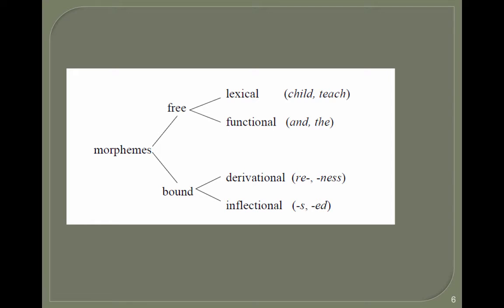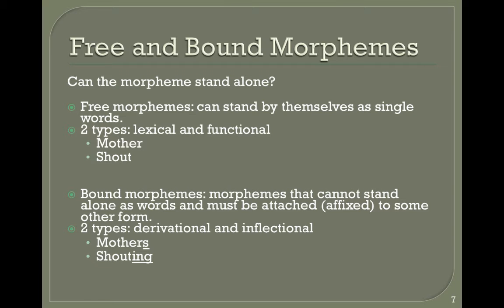This is going to be our really key diagram for this unit. So if you can study this diagram and you have a good sense of what each of these nodes means and can get a good working definition or an example from each, you're going to be in great shape. So let's take some time and break this down. We're going to start by distinguishing between two large classes of morphemes, free versus bound. Free morphemes are those that can stand by themselves as single words, and there's two types of these, lexical and functional.